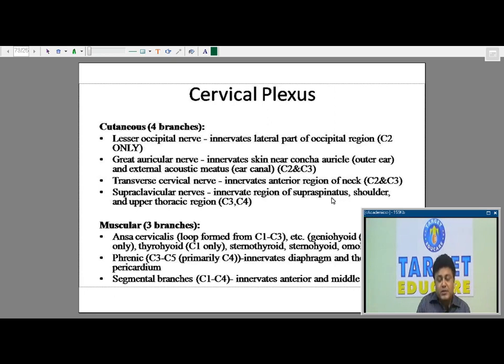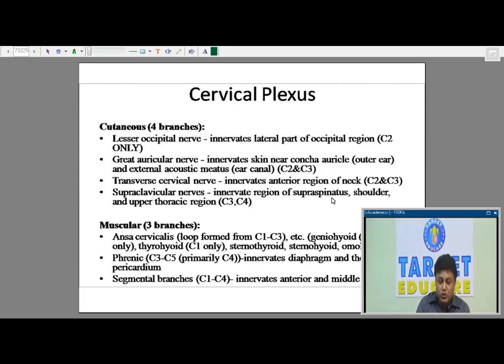So the answer to the question is no cutaneous branches because we are talking only about C1. If you look at the cutaneous branches on this slide, nowhere in the four cutaneous branches do we have C1 written. C1 you will not find in any of the cutaneous branches, whereas you will find C1 in a lot of muscular branches. That's why the first cervical spinal nerve has no cutaneous branches. All its branches are muscular and it supplies different muscles in the neck, in the cervical region.